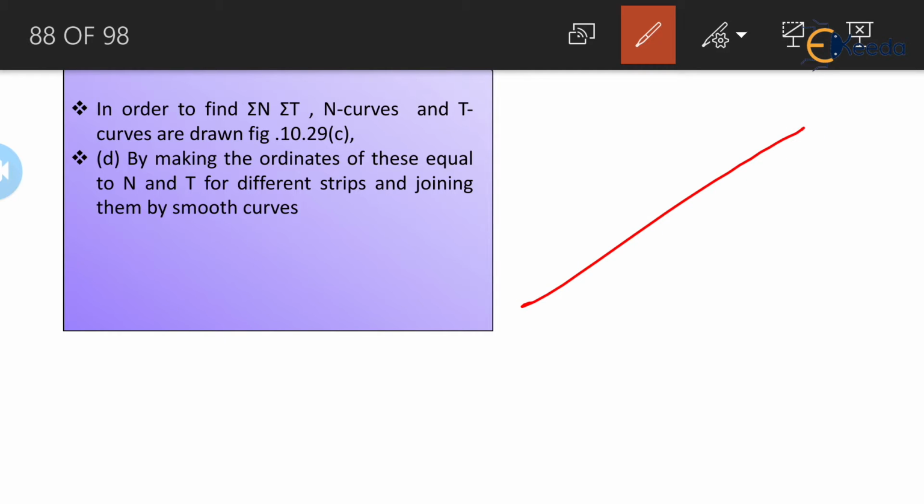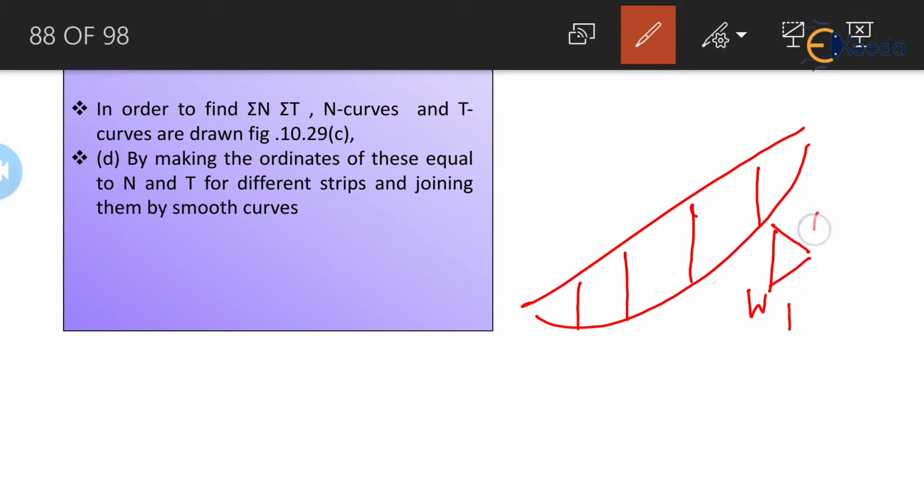If this is the upstream slope and this is the slip circle, again if we divide this into 1, 2, 3, 4, if we have 4 strips itself, here again we know that we have a normal, we have a tangential, and this is our W1. This is N1, and this direction is downward. So it's T1, and its direction is again downward.